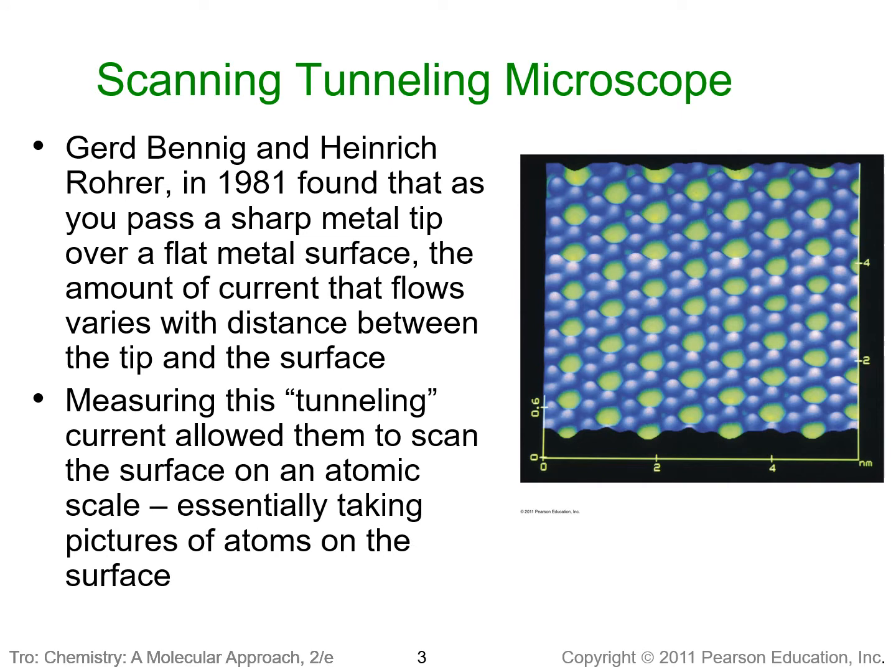That current that passes is what we call a tunneling current, and this allows us to take pictures of atoms. If you notice the scale on our picture, we are in nanometers, at a very small scale between 0 and 2 nanometers in this distance. So atoms are very tiny.